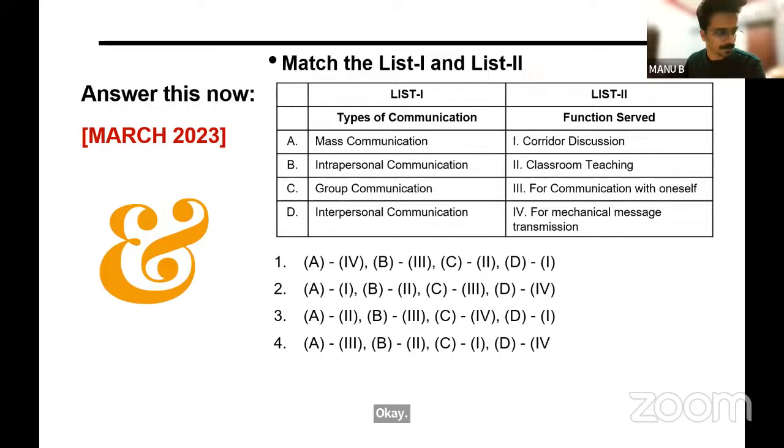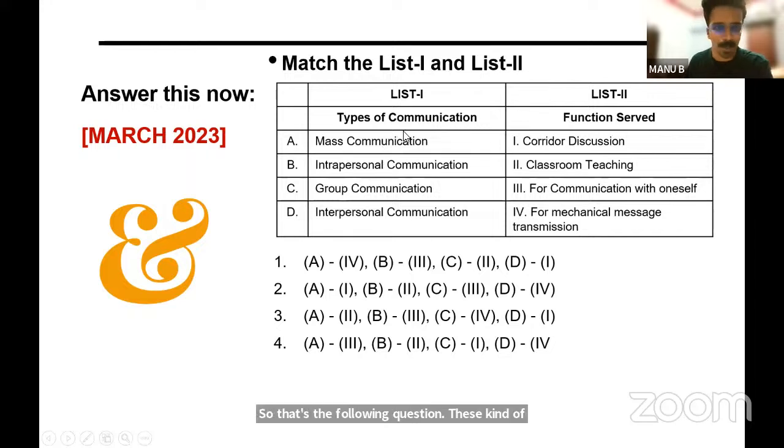Okay. That's good. So, match the following question. These kind of questions also you can expect. This is a previous year question.